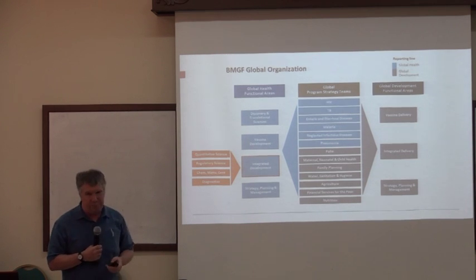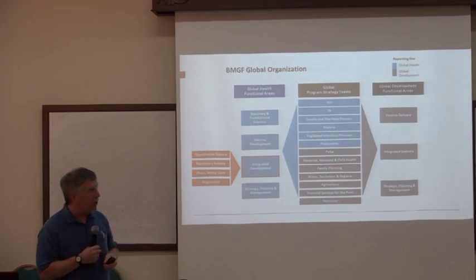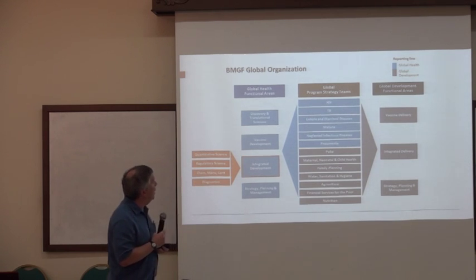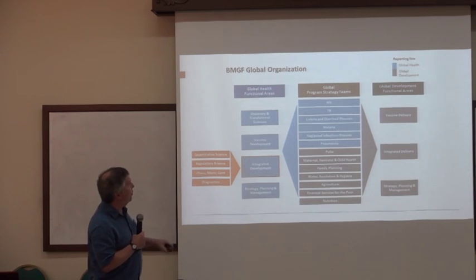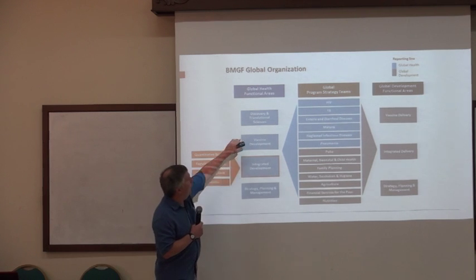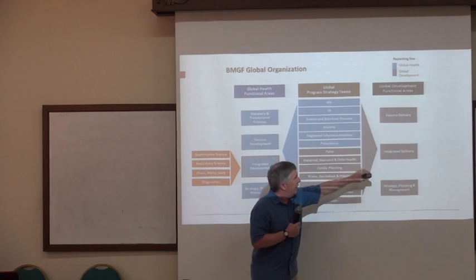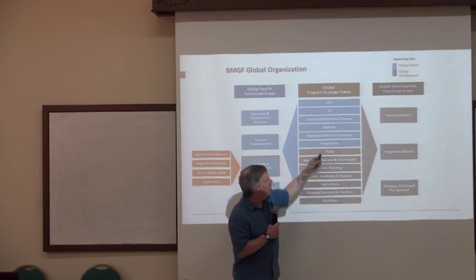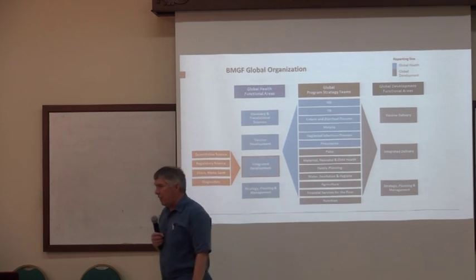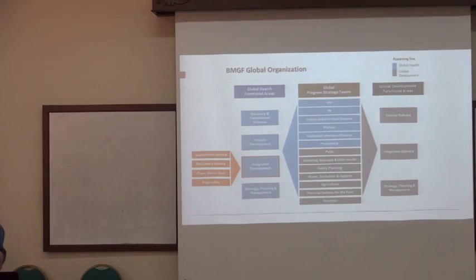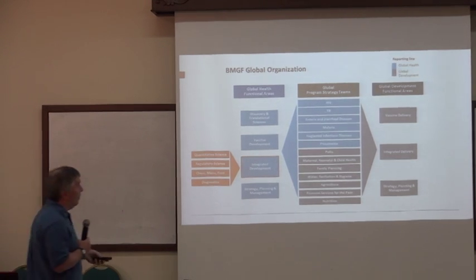We have a tendency to use a lot of abbreviations. So BMGF stands for Bill and Melinda Gates Foundation, a global organization that's structured with two main global areas called global health and the other called global development. And between those areas, we share what we call program strategy teams. So those are all the different areas where the Gates Foundation is involved in global health. So these are disease-focused areas.